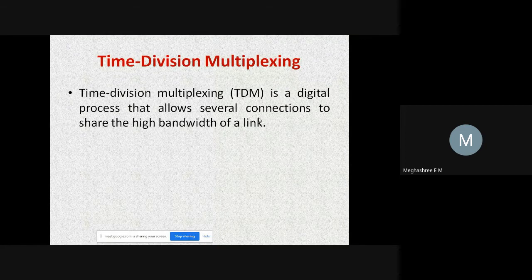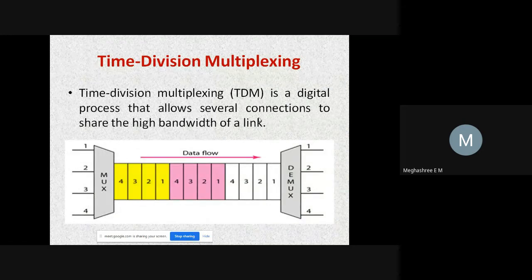Okay, so let's see the diagram, then you will understand it properly. Here you can see these are the input lines which are given as input to the multiplexer. Here you can see this is the high bandwidth data link, and the data will be delivered at the receiver end. At the receiver end, a demultiplexer will be there, and it will separate each signal.